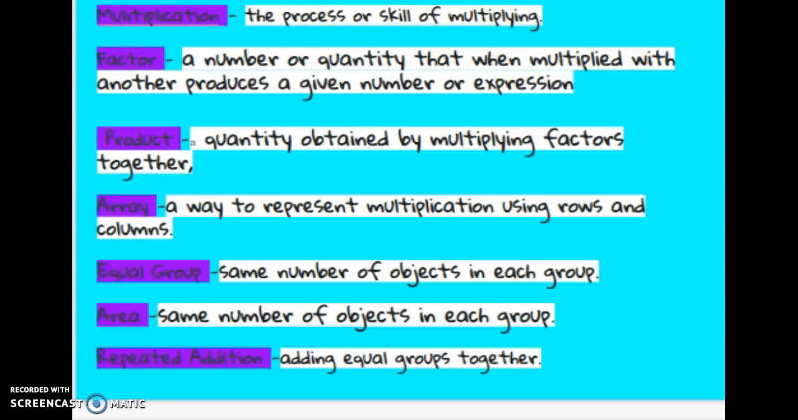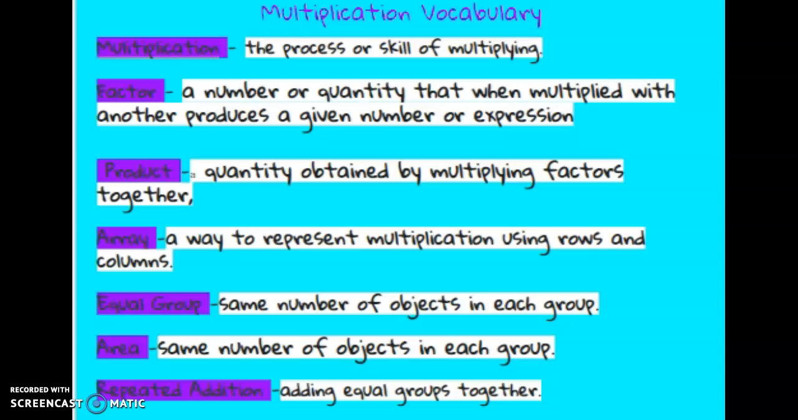We're going to talk about the important vocabulary for this particular skill that we're learning with multiplication. And we've already talked about a lot of these during our class. The first one is just multiplication itself. It's the process or skill of multiplying. When we multiply, we use factors to multiply. So a factor is a number or a quantity that, when multiplied with another, produces a given number or expression. What it actually gives you when you multiply two factors is a product. The product is the quantity obtained by multiplying two factors together.